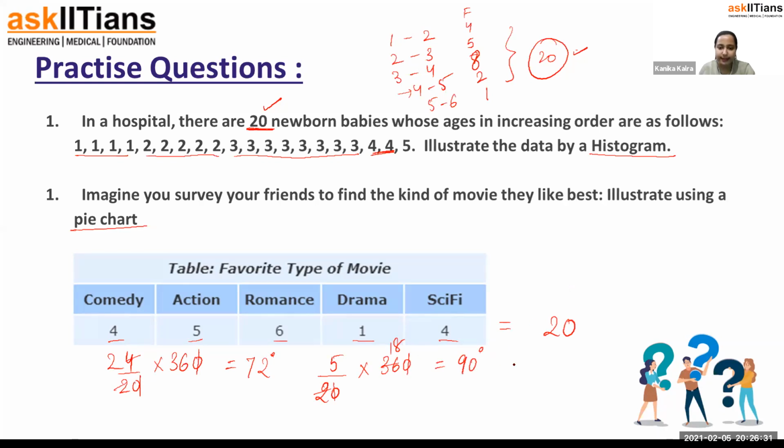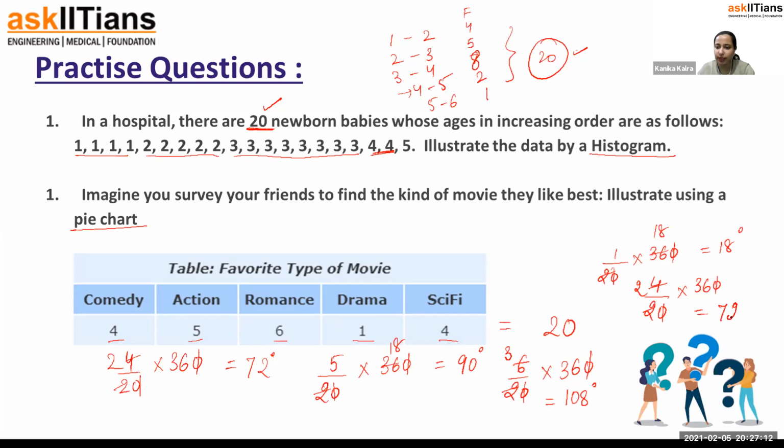Then you have 6 over 20 into 360. Because we have to draw the pie chart and without the angles you cannot draw it. All right. So this would be 108 degrees. Then comes the drama part. It would be 1 over 20 into 360. So it comes out to be 18 degrees. Then comes the sci-fi. This would be 4 over 20 into 360. So this would be again 72 degrees.